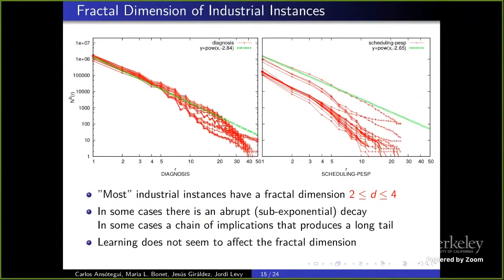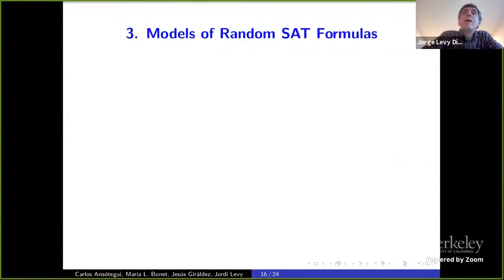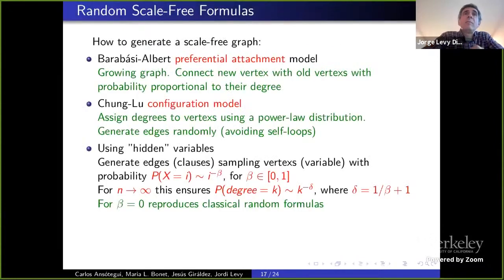Okay. For industrial instances, we observe that most of them have a fractal dimension in practice. We don't know the fractal dimensions between 2 and 4, and we don't know how to exploit this property. And the learning does not affect the fractal dimension. In the third part of my talk, I would like to talk about the models for generating SAT instances. I will describe basically 3 models.